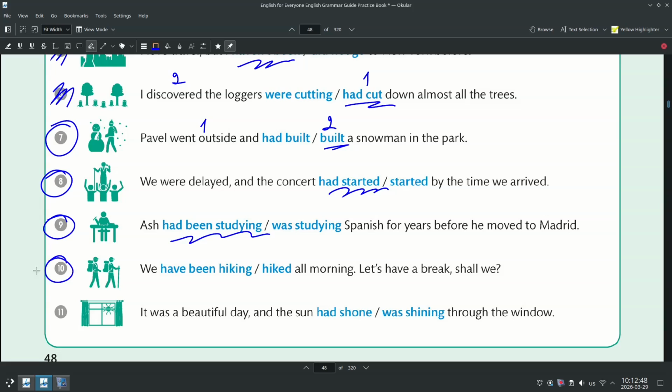Number 10. We have been hiking all morning. Let's have a break, shall we? We have been hiking. 11. It was a beautiful day and the sun was shining through the window. Was shining, because I said it at the background of my story.